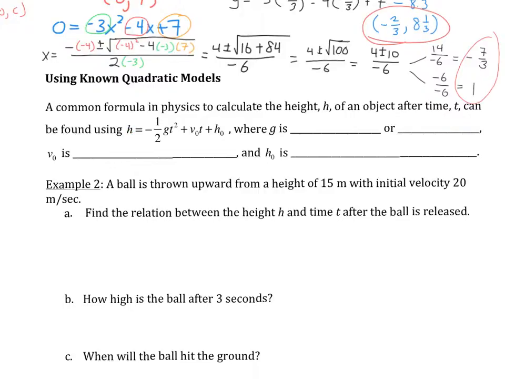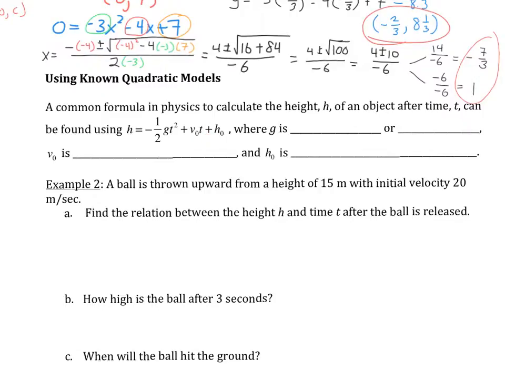An object is thrown and we want to know how high it is after a certain number of seconds. So t, this t and this t, are seconds. The height can be found using this formula: h equals negative 1/2 g times t squared plus v naught, or v sub 0, times t plus h naught.